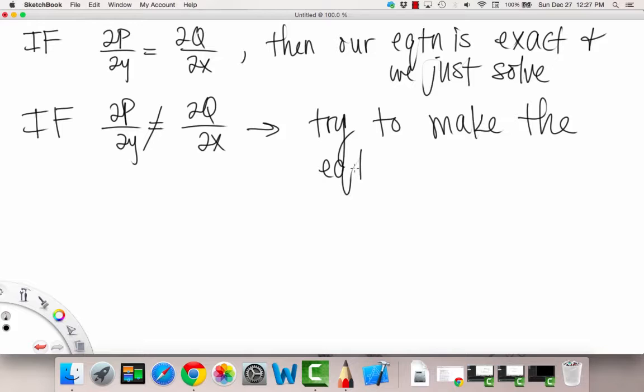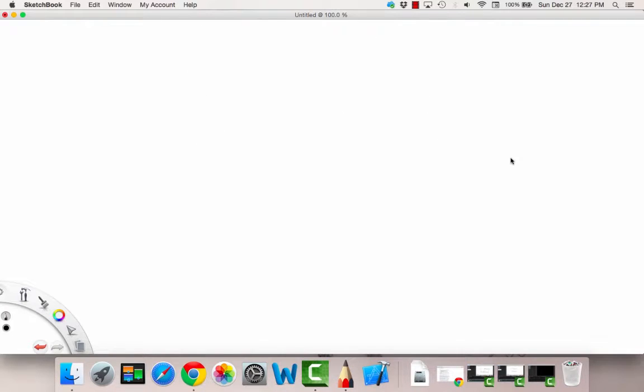The equation exact, okay? And how are we going to do this? I'll show you a variety of different ways, starting on the next slide, okay? So the first kind of equation that we could have where it's not exact is what's called a separable equation. Separable equation, and this isn't anything different than we've already learned.